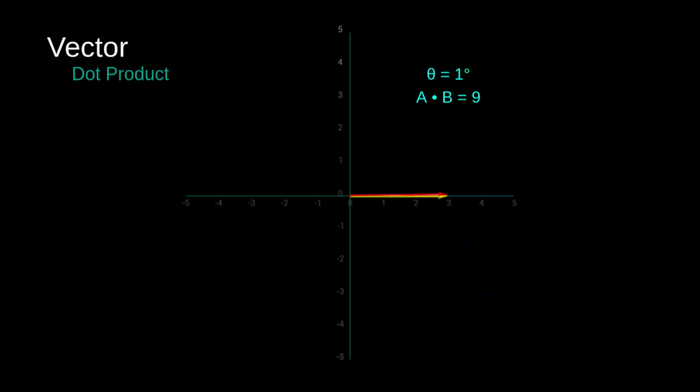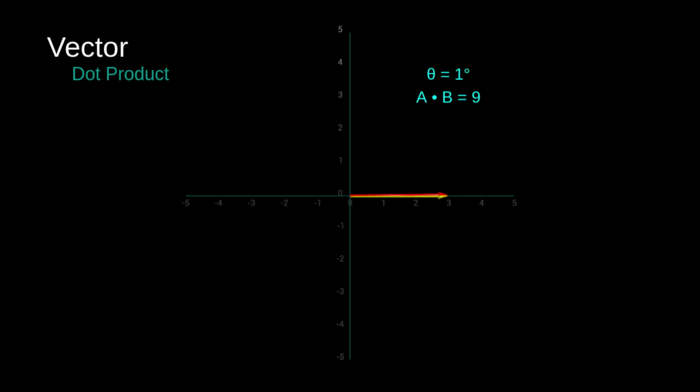First up, the dot product. The dot product is a way to measure how aligned two vectors are. Let's say we have two vectors, a yellow vector that stays fixed and a red vector that we rotate around it. Watch how the dot product changes as the red vector rotates.